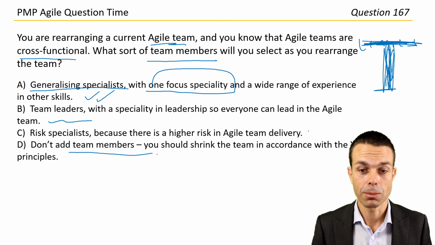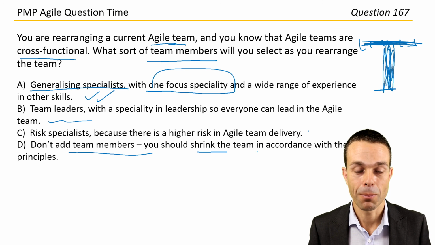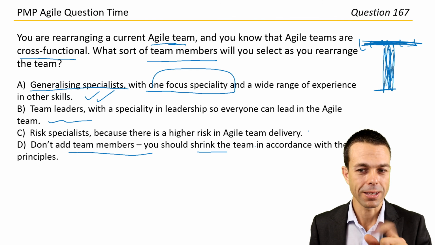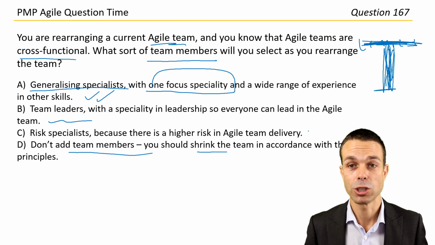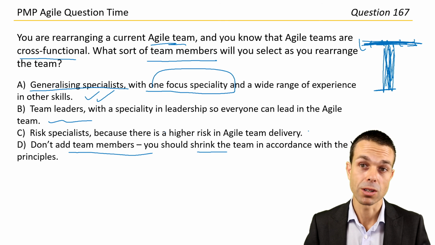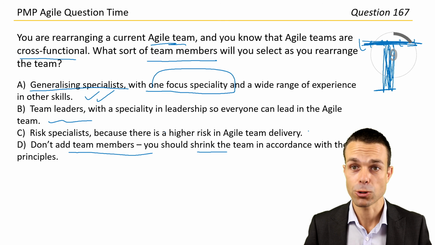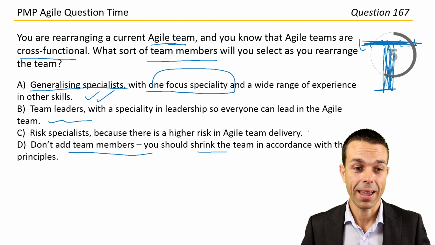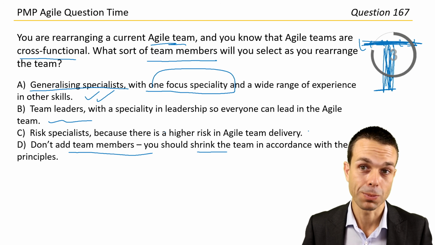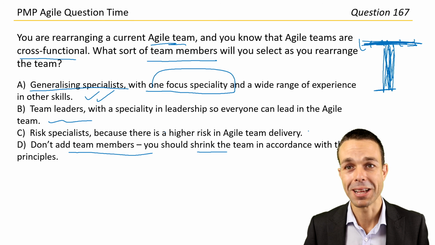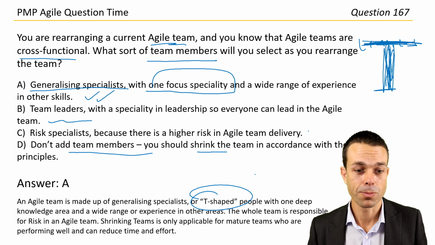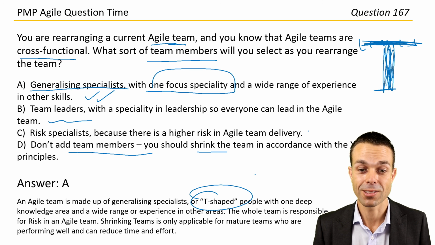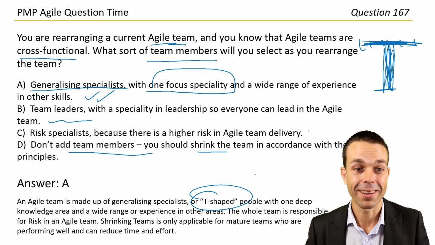And don't add team members. You should shrink the team. Yes, but also not always for that one. So yes, extreme programming says we should have shrinking teams because our teams are getting better over time, naturally. But look, in practice, that's very difficult. And it may not always be correct. Anyway, let's go with answer A. An Agile team is made up of generalizing specialists or T-shaped people, exactly as we've said. And that's exactly it. And that's the last question.